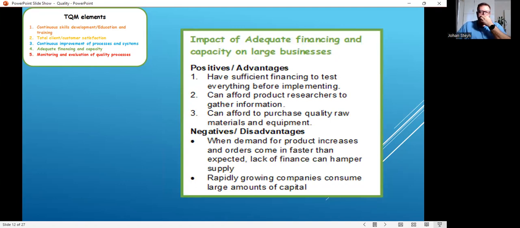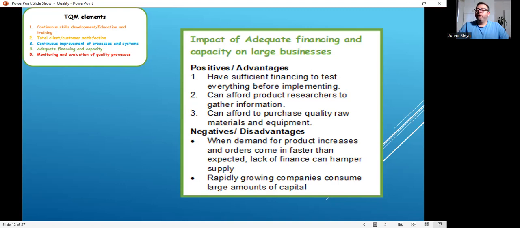Adequate financing means, do I have enough money? And I'm going to use a simple example, such as upgrading my technology every 2 years. Large businesses have got it. They can improve and implement new technology. They can have new computers, new systems, all of that. But in small businesses, they can't. You can't spend that amount of money every 2 years on upgrading the system.